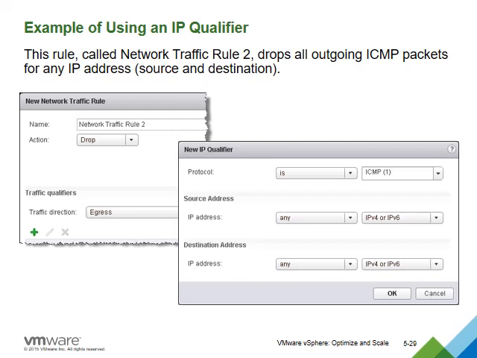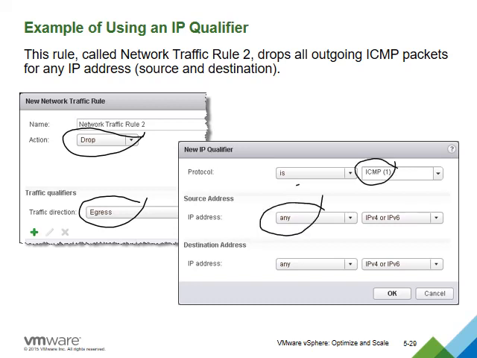Here we're going to drop all outgoing ICMP packets for any IP address. This is an IP qualifier. As you can see, we're going to drop outbound using egress. For the IP qualifier, we want the protocol to be ICMP. If the source address is any, IPv6 or IPv4, and the destination is any, again, version 4, version 6, it's going to match this policy and we're going to drop it.